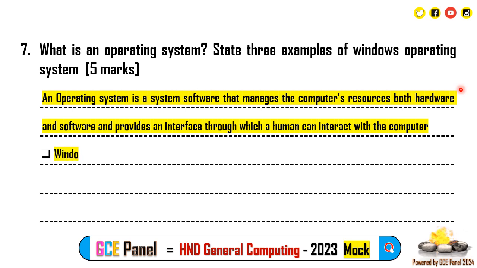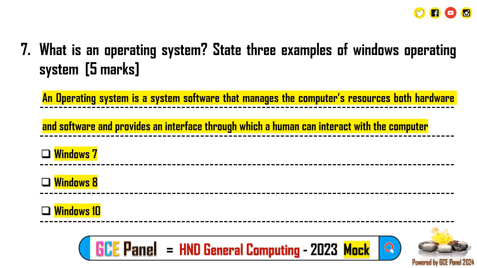Now, examples of Windows are Windows 7, Windows 8, Windows 10, Windows 11. Okay, so these are examples for Windows operating systems. If the question is just for examples of operating systems, you could give the other ones that we know, Ubuntu and so on. Okay, but here you see Windows operating system.